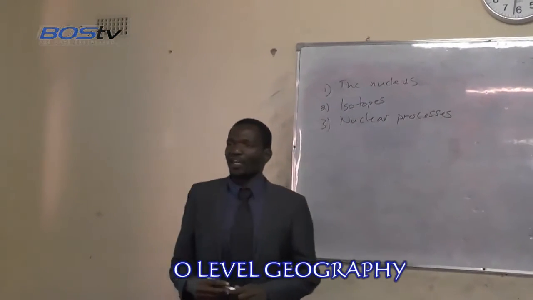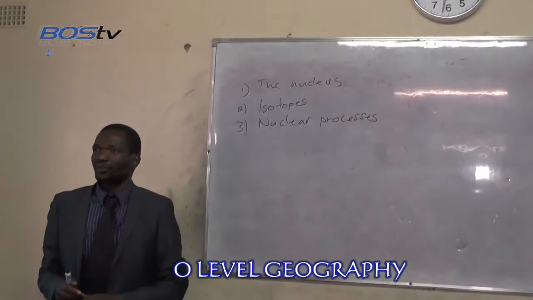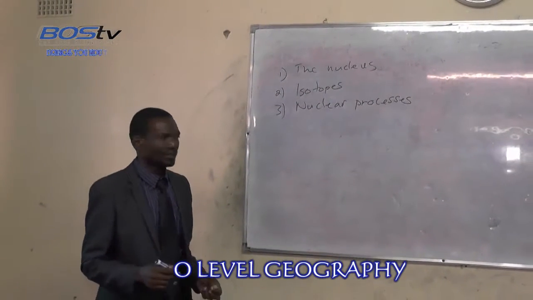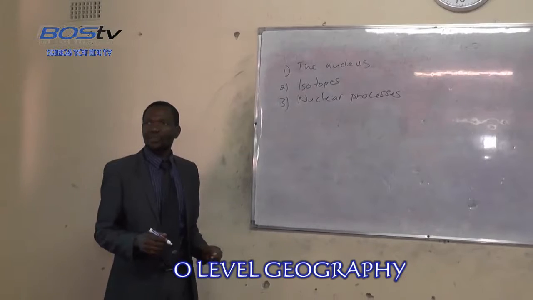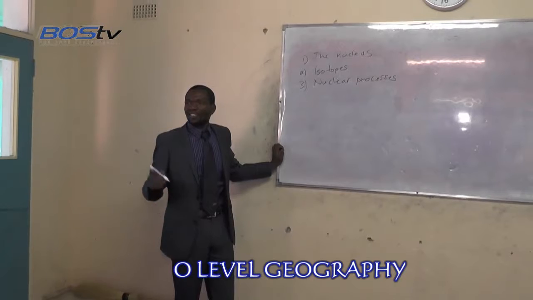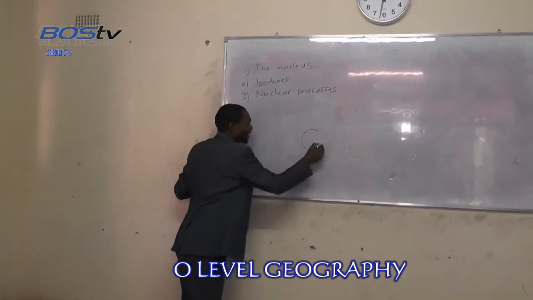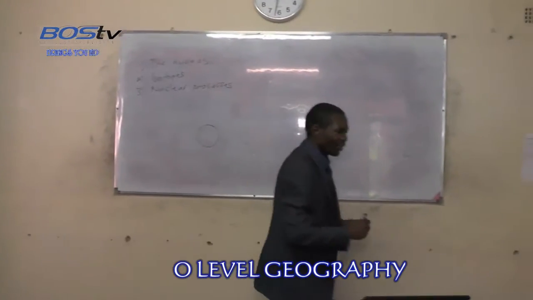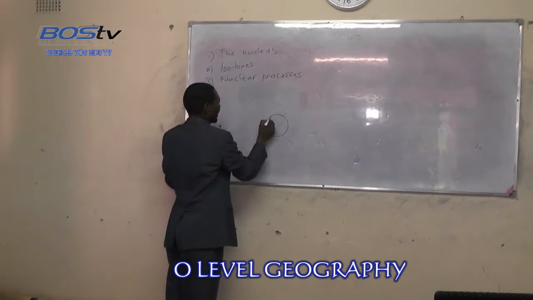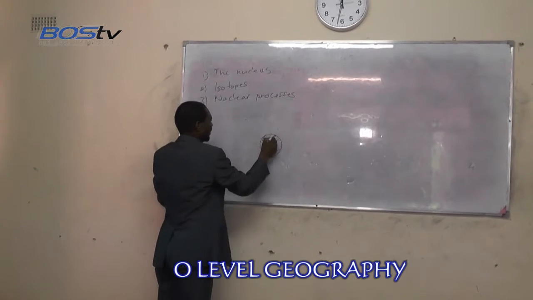So I just want someone to come and draw or to tell us what we find in the nucleus of an atom. Yes, okay. We find protons and neutrons. Right. Where do we find the nucleus? At the center of the atom. So we have our atom, then at the center, that's where we have our protons and neutrons. Suppose we represent protons as red, then neutrons as green. So they are found at the center of the atom.